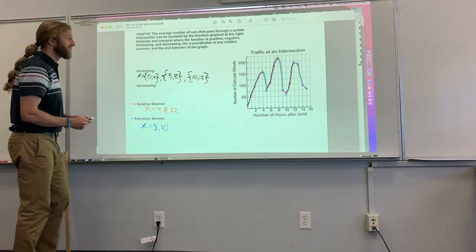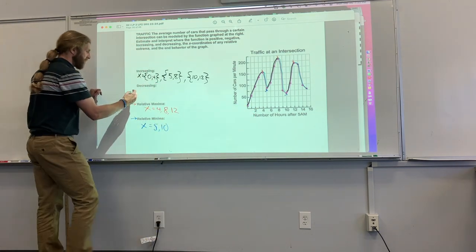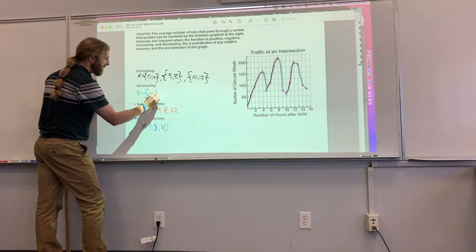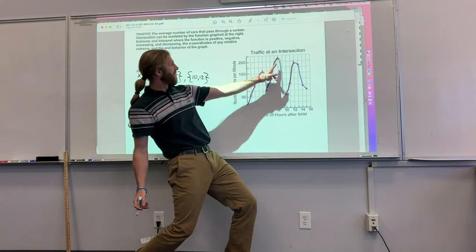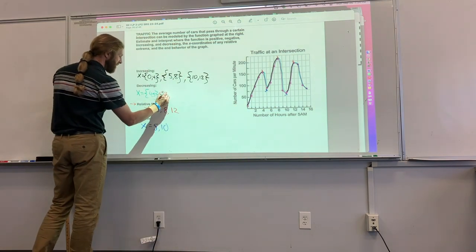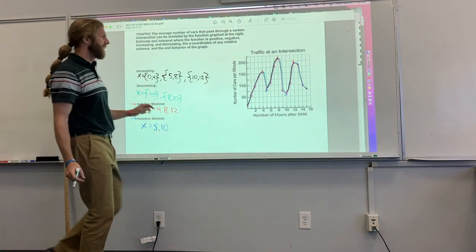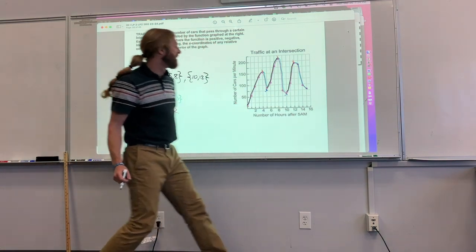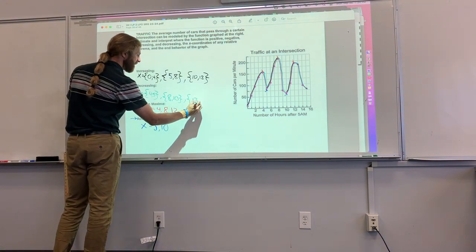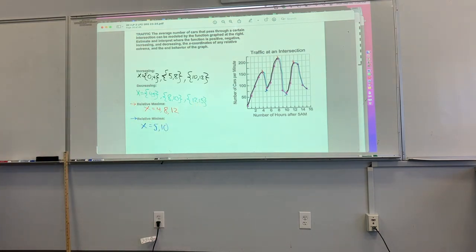Finally, listing the green sections for decreasing. Between 4 and 5, we're losing it. From 8 to 10, we're losing it. And the last one here is from 12 to 15. And there we go, got all the magic.